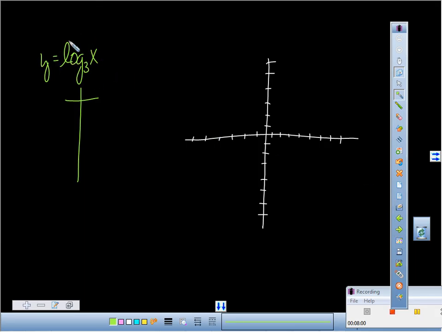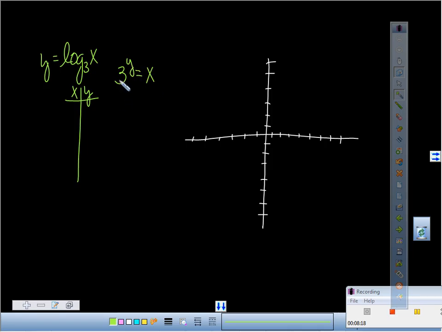I rewrite this thing as an exponent. If I rewrite it as an exponent, then what's my base? What's my exponent? And what's it equal to? What's weird about this is instead of like we usually pick the x's and find the y's, what am I going to do now? I'm going to pick the y's and find the x's.